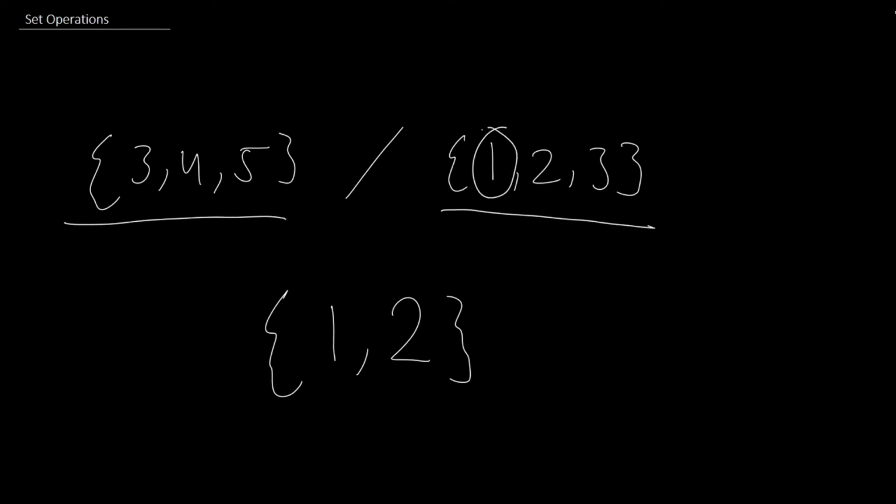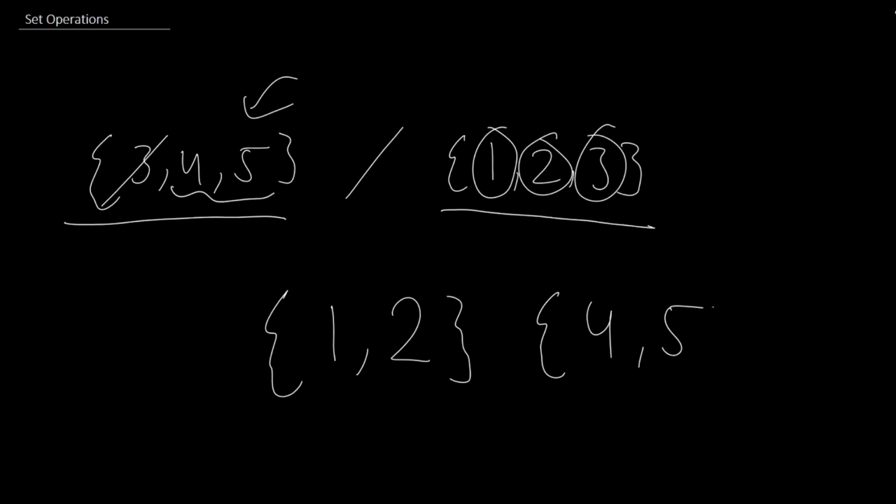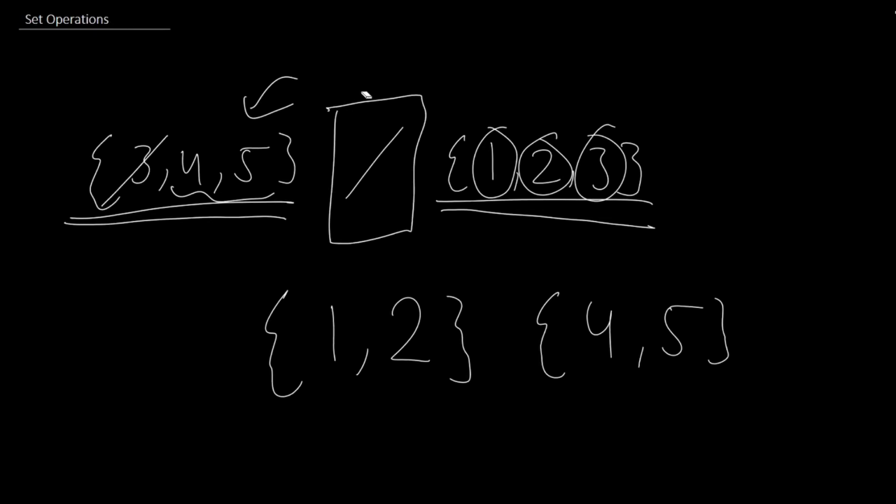We can't take away 1, it doesn't exist in the other set. We can't take away 2, it also doesn't exist, but we can take away 3. So let's do that, and what are we left with? We're left with 4, 5. So we see we arrive with different answers when we interchange this set and this set. So the meaning changes when we interchange the sets, but we only have to worry about it when we're using this function. When we're using another operation, we don't have to worry about interchanging the two sets.